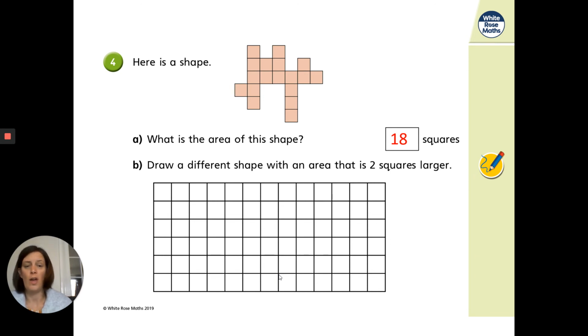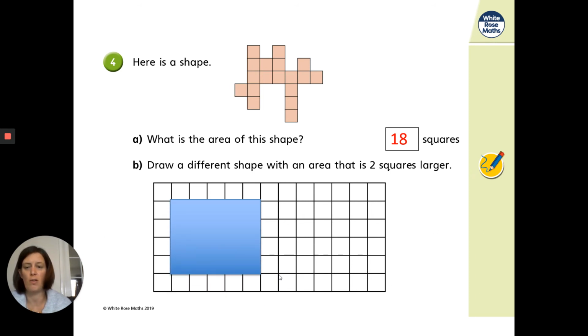Okay, so an area that was 2 squares larger than 18 needs to be 20 squares. So any shape you've drawn, so long as it's got an area of 20 squares, will be fine. This is the one I've drawn here. 5 by 4, 20 squares. Any shape with 20 squares would be fine.